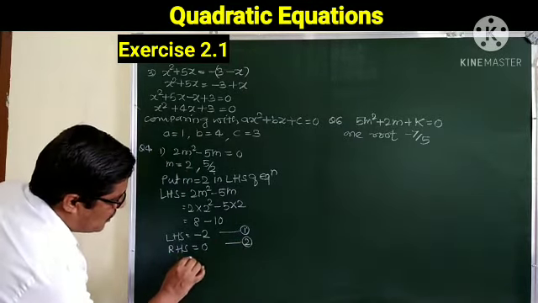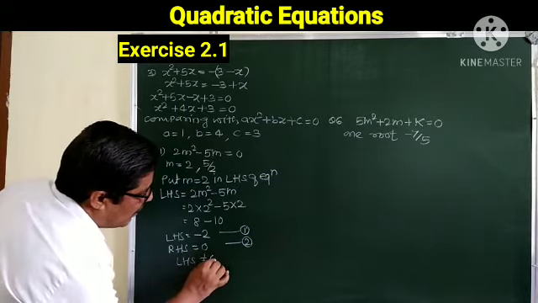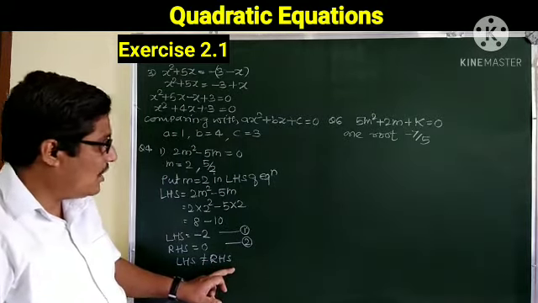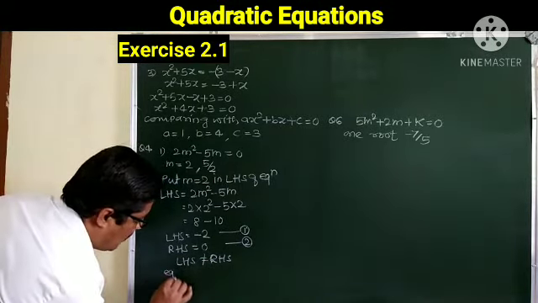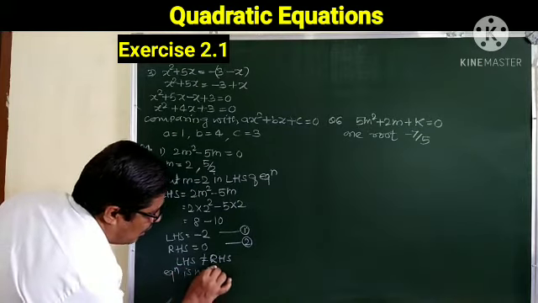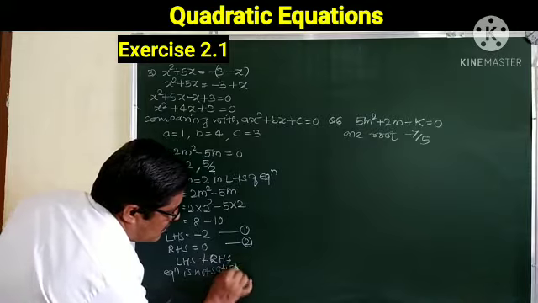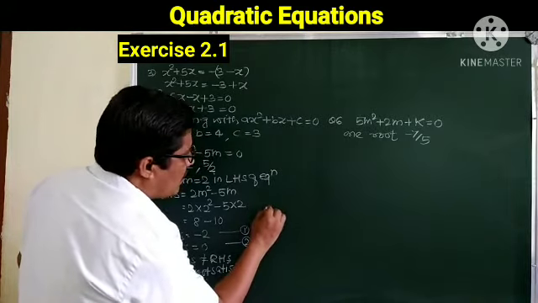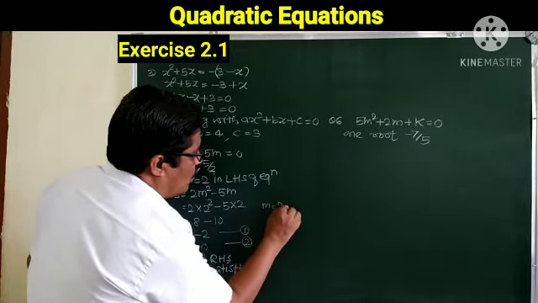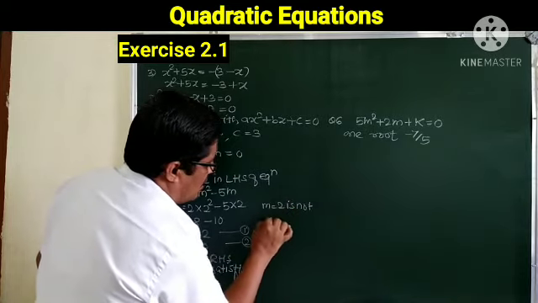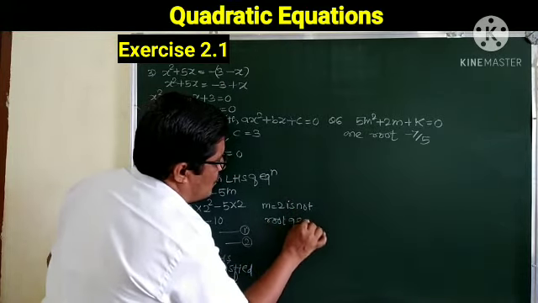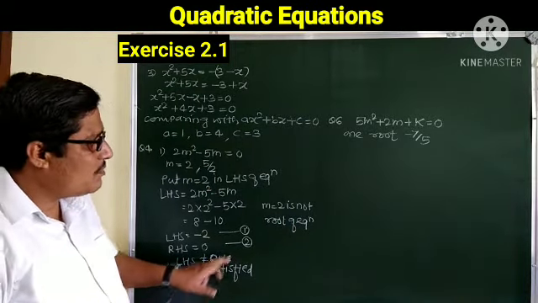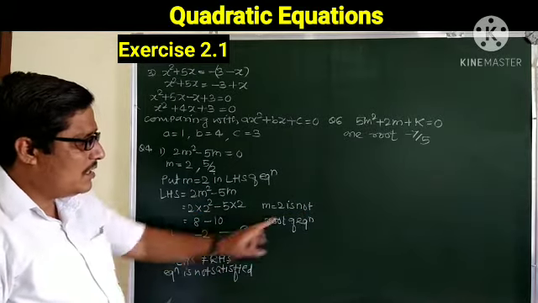So LHS is not equal to RHS. That means the equation is not satisfied. Therefore, m is equal to 2 is not a root of the equation. LHS is not equal to RHS, hence not a root. But if this had been equal, then it would have been a root.